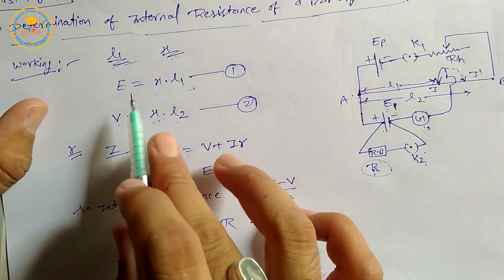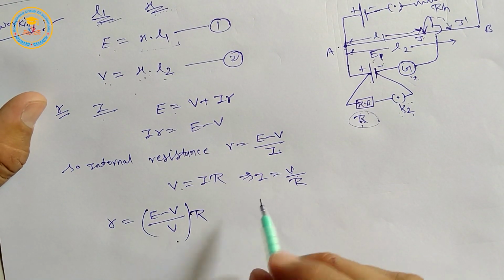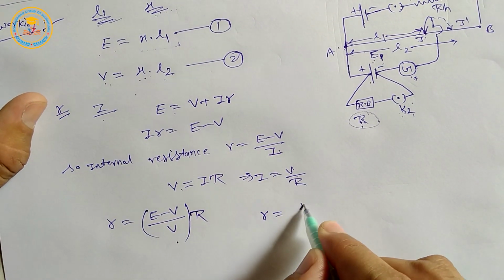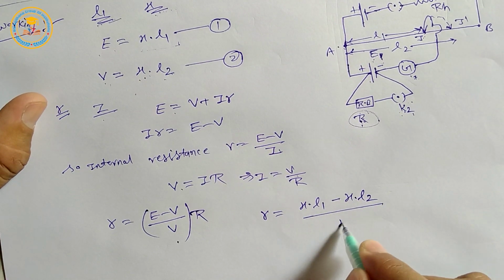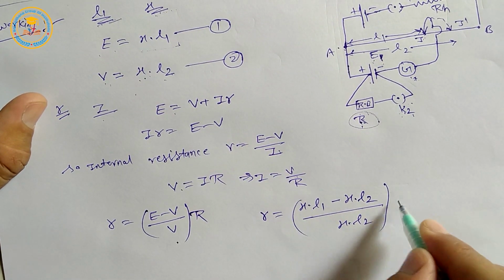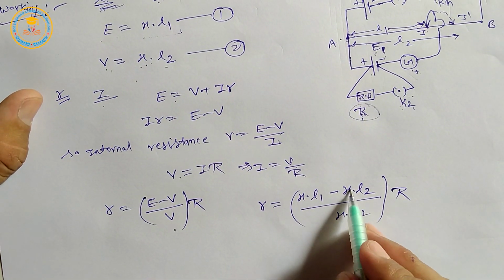Then r equals (E minus V) upon V, into R. Now from equations 1 and 2, put the values of E and V in this equation. Then r equals (X L1 minus X L2) upon X L2, multiplied by R. Now take X common.